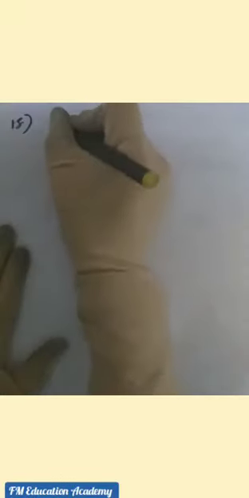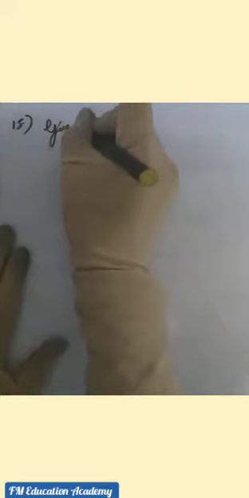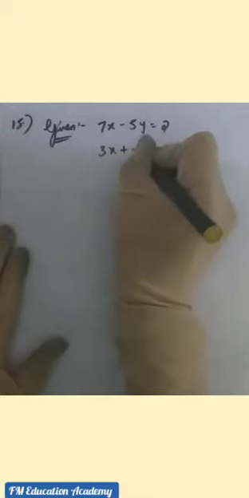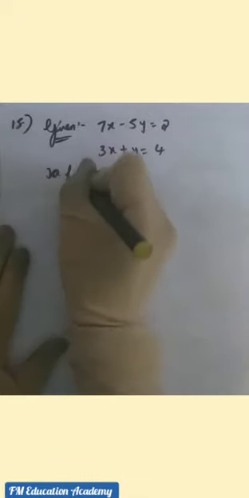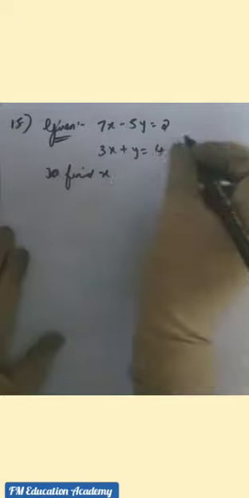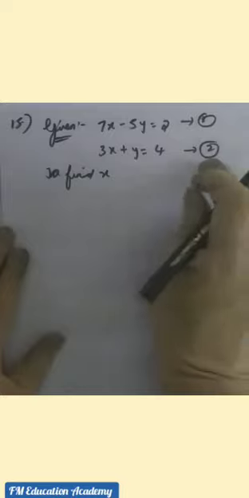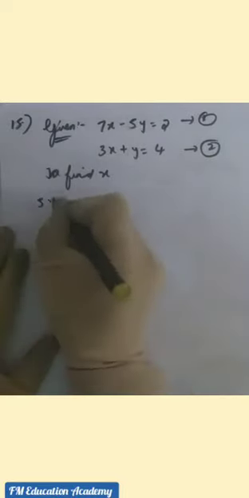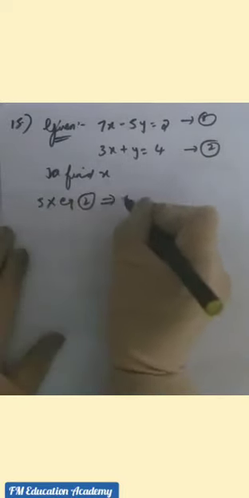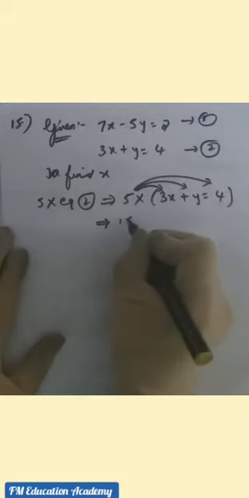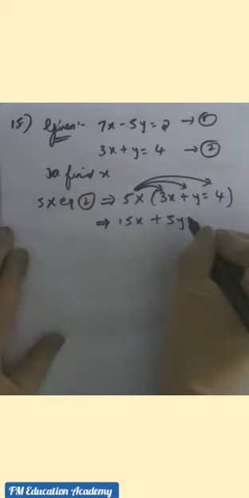15th question. What are the equations given to us? 7x minus 5y is equals to 2 and 3x plus y is equals to 4, and it is asking us to find x. Okay, so first equation, second equation. What can we do? Multiply equation 2 with plus 5. So plus 5 into equation 2 means plus 5 into 3x plus y is equals to 4. Now multiply with each term. 5 3s are 15x. Plus 5 into y is 5y is equals to 5 4s are 20. This is my third equation.